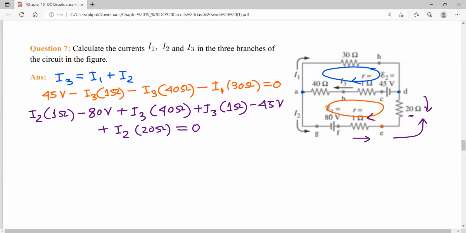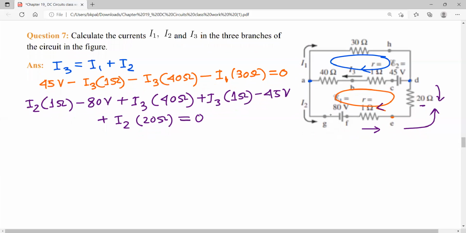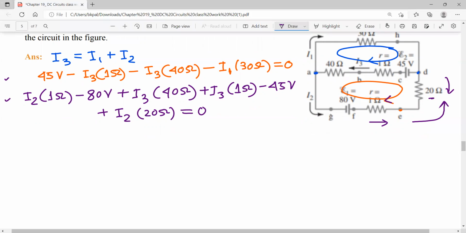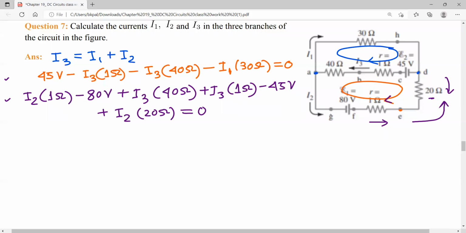Now, the only thing you have to do is manipulating, doing some algebra, manipulating these three equations. So let's try. First, let's add this equation and this equation. Let's see when we add these two equations, so many things will be cancelled out. When we add them together, you can see that 45 volt here and 45 volt here cancel out, because they are positive and negative.